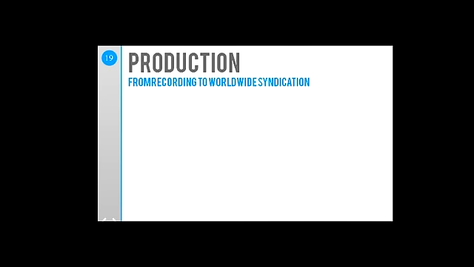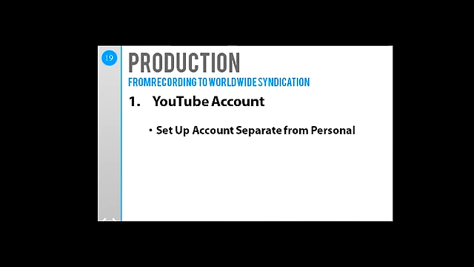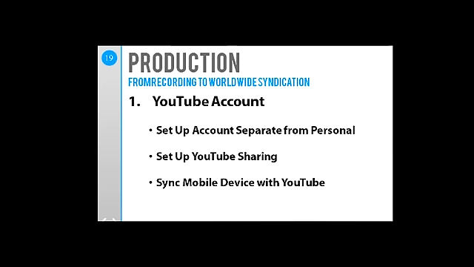Now, as far as production, where do you start? So you've got your iPhone, you've got your Android device. Really, where I like to start is kind of at the end, where you want to have your video end up, which is going to be on YouTube. There's a few things you want to do with your YouTube account. You want to make sure you have an account that's separate from your personal account. So you don't want to have your ski vacation videos and birthday party videos on there. You want to have one that's specifically set up for your business. And then I like to set up YouTube sharing so you have some free syndication, and I'll go into that in just a moment. And then you want to sync it with your mobile device ahead of time.